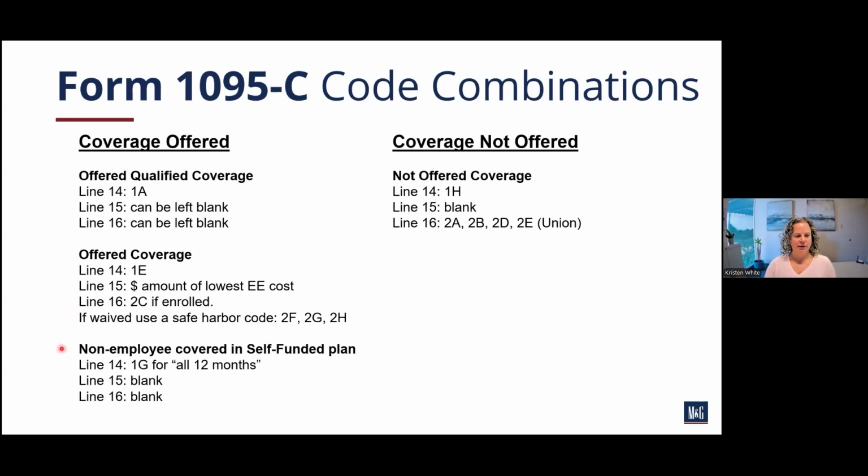I mentioned this down here, we won't have too many here, maybe none on this call. If you're self-funded, we mentioned how you do need to do a form to show who was covered. But then if they were not an employee the entire year, then you would just use the 1G and the rest can be blank. Over on the right, if you did not offer coverage, 15 is blank, and then you put in the codes. So again, not expecting you to memorize any of this, but it's a nice little cheat sheet to come back to.